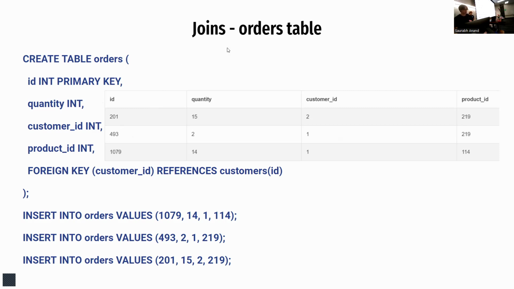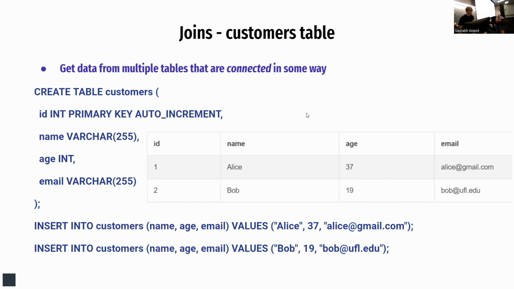So these are orders. You have some ID for the order number, a quantity, what customer purchased them, and theoretically some product, like what product they're buying. And now this is something new: this is a constraint. We have FOREIGN KEY customer ID REFERENCES customers ID. It's weird to read, but all it means is that this customer ID field is referencing the ID field of the customers table. So this two corresponds to the ID of Bob and the one corresponds to the ID of Alice, right?